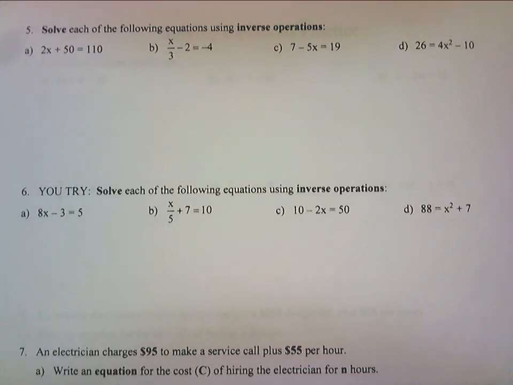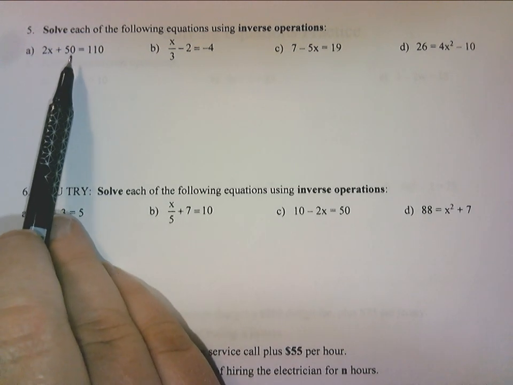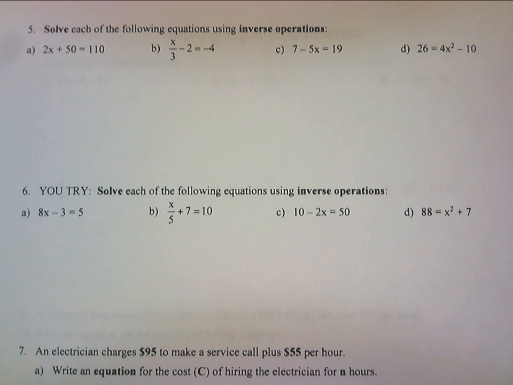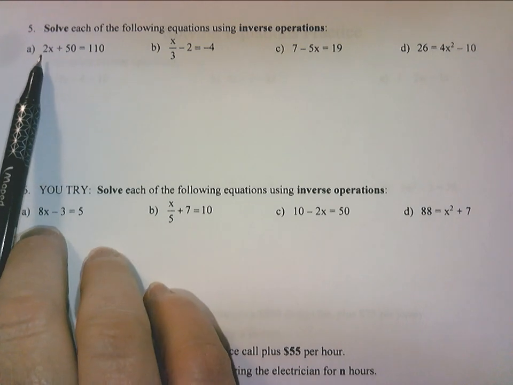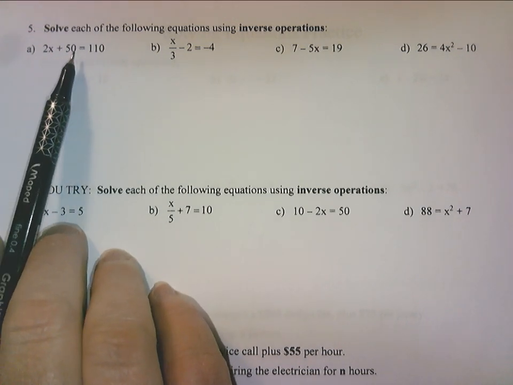There we go. Okay. So question number 5 says, solve each of the following equations using inverse operations. So same thing, we're trying to do the opposite. So looking at this question, I have 2x plus 50 equals 110. And I notice that we are multiplying x by 2 and we are adding 50.